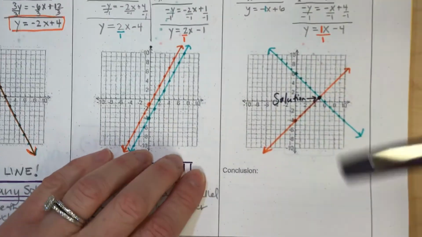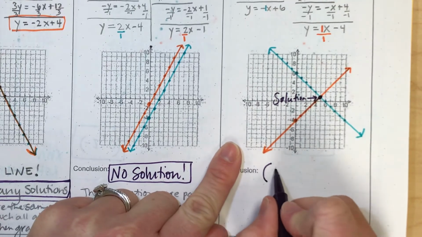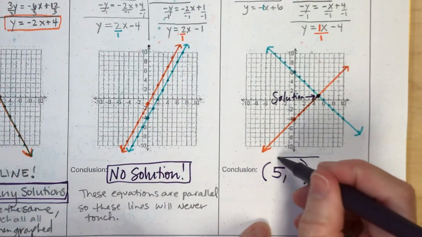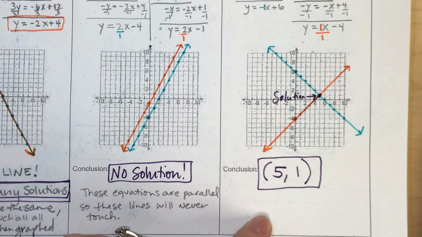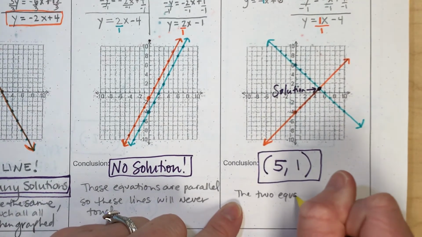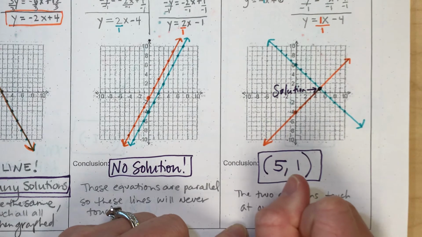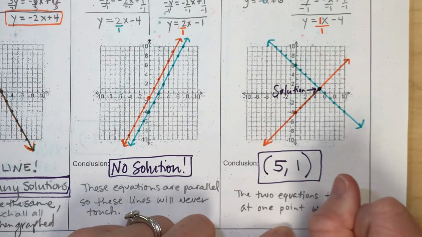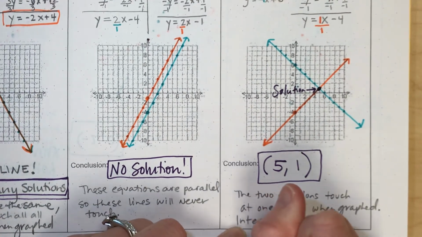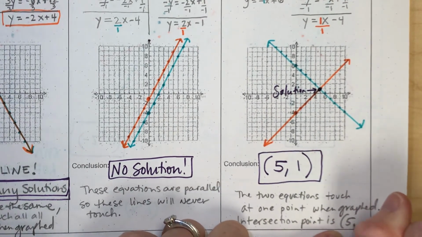And let's label that point. That solution point where these 2 lines cross looks like it is at the point. It's in between 4 and 6, which would mean that would be a 5, and it goes up 1, so 5, 1. This is our solution to our picture, and this is where the two equations touch at one point when graphed, and this is the intersection. Intersection is 5, 1. Awesome.